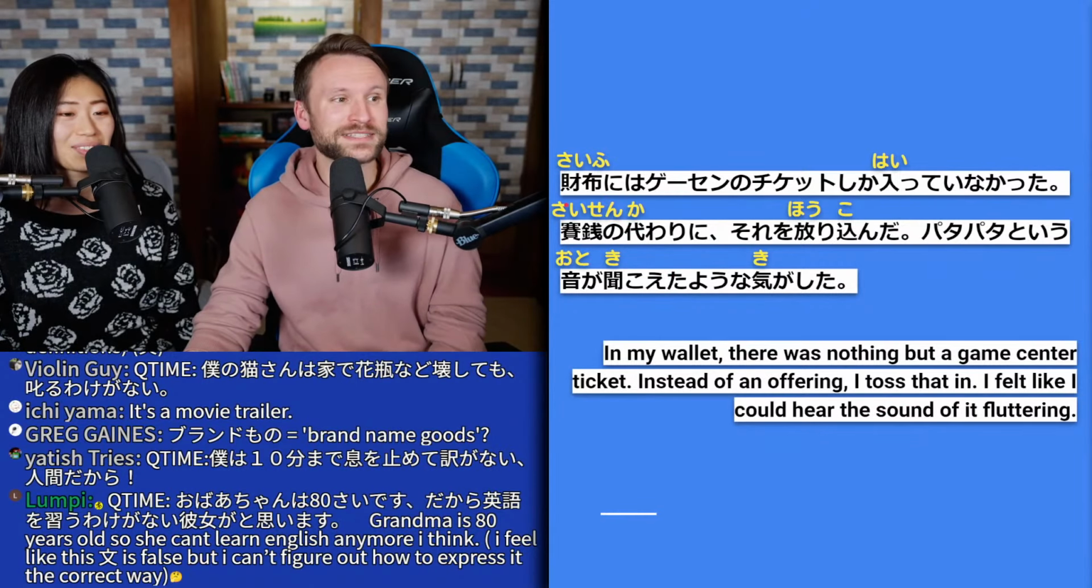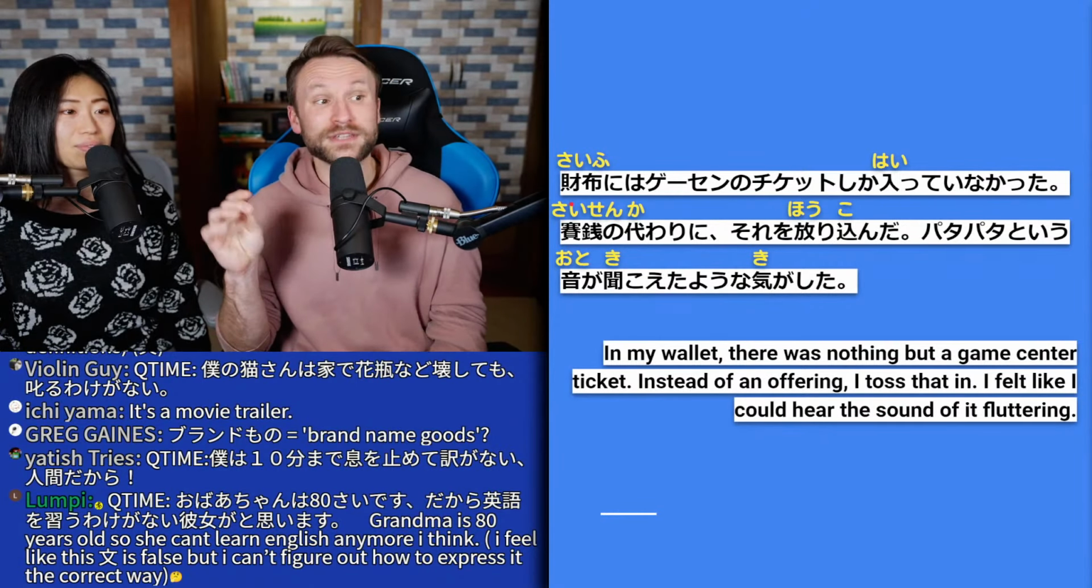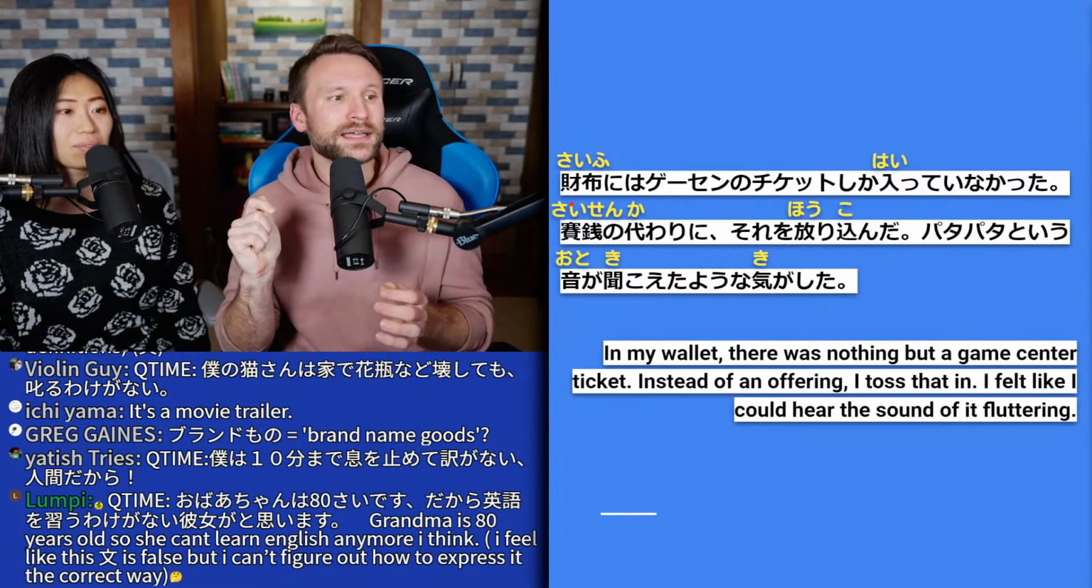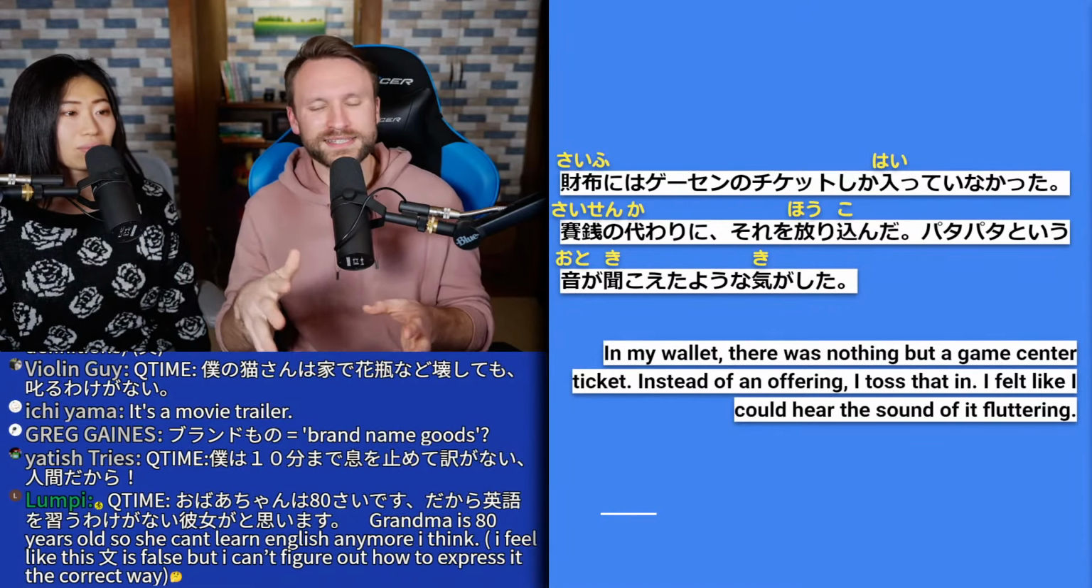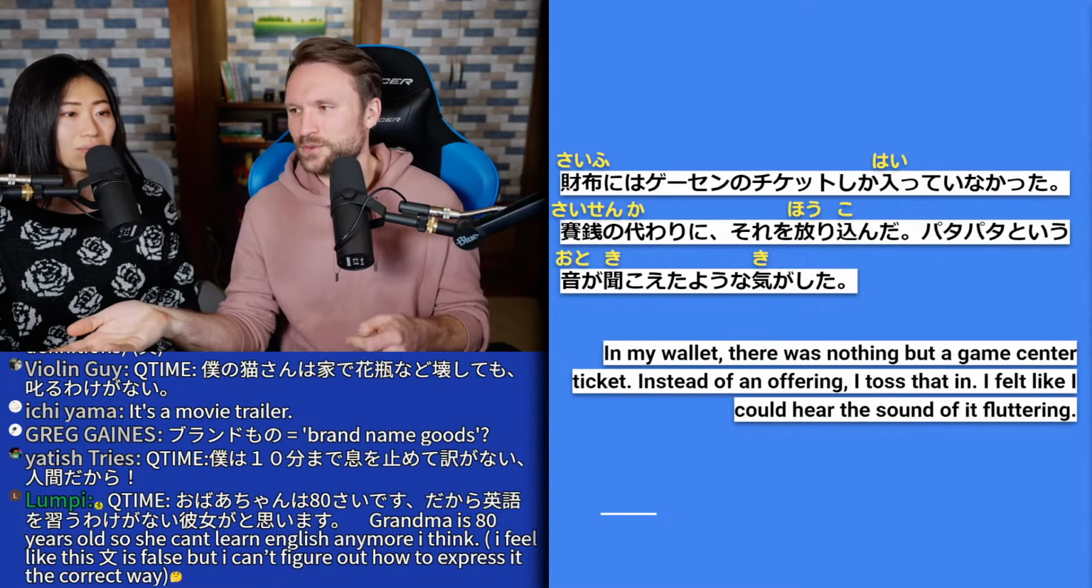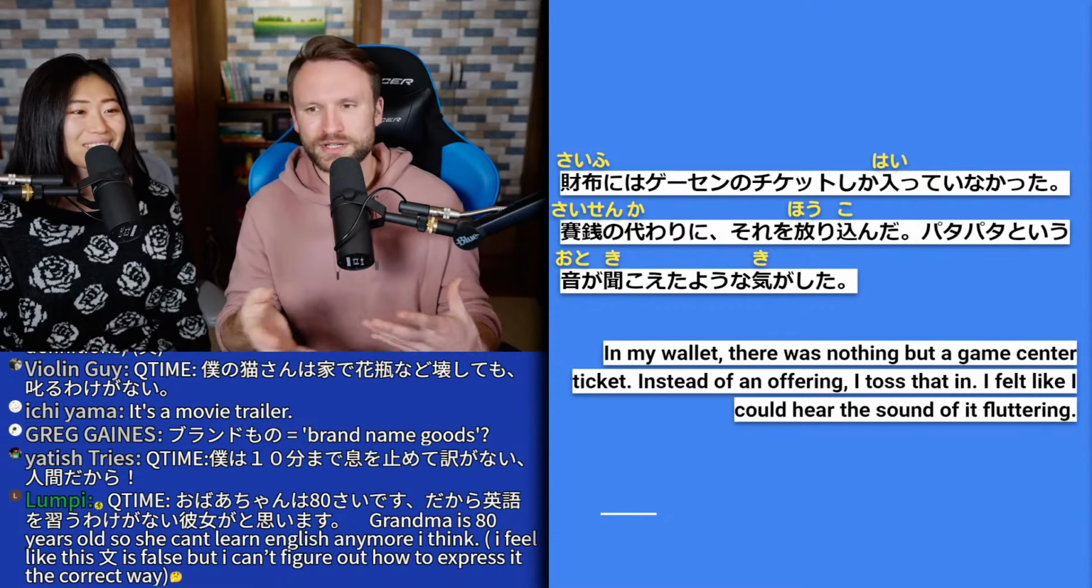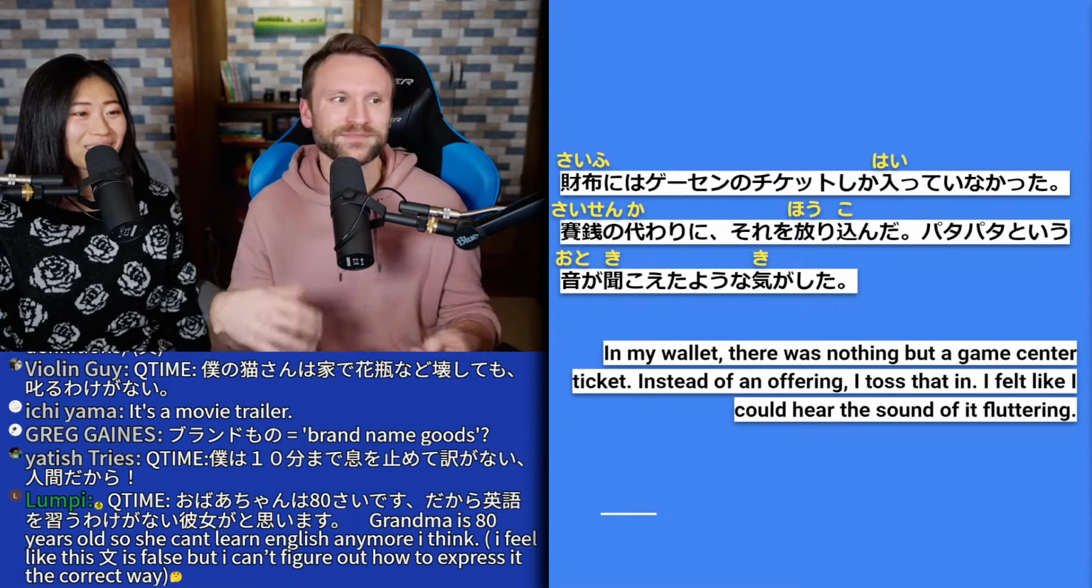So breaking it down, we have 財布に, so in my wallet. 財布には, in my wallet, that's now the topic. ゲーセンのチケット. ゲームセンター is probably the full word, right? ゲームセンター. But shortened, most people just say ゲーセン. ゲーセンのチケット.